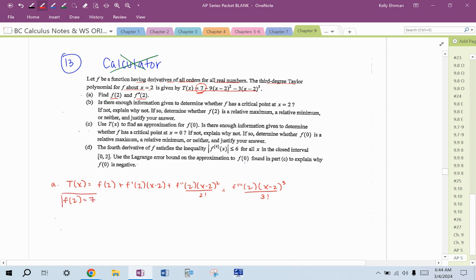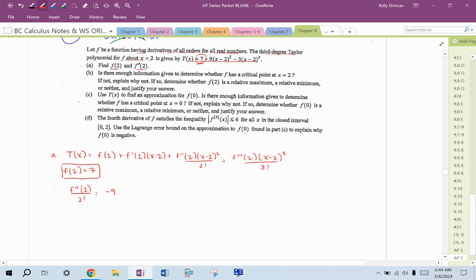And again, for the scoring guidelines, all they have is f of 2 is equal to T of 2, which is 7. So if you plug 2 in, all of the non-constant terms drop out. What about the second derivative? I like having it for this reason. So we know that the second derivative at 2 over 2 factorial, that coefficient in front of the x squared, simplifies to just -9.